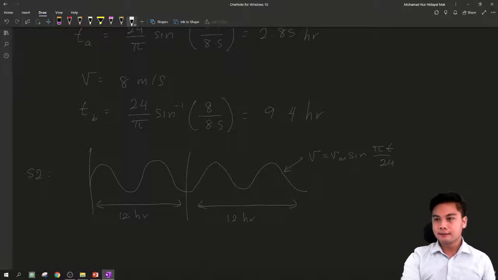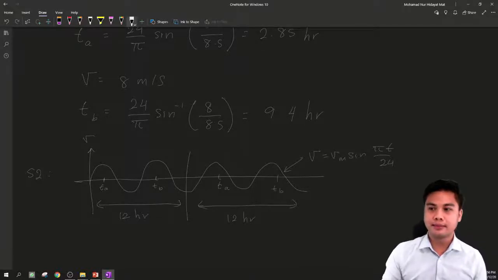Alright, this is velocity, so this is symmetrical. For example, this is at time TA, and this is at time TB, over this period of time. And then it repeats again, TA and TB. Okay, 2 times repeating.